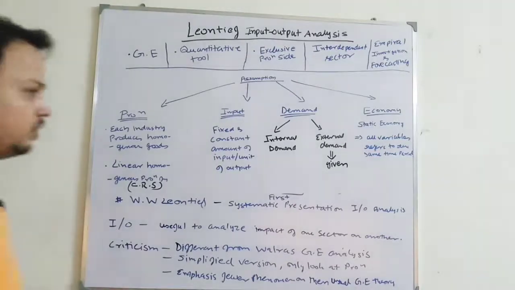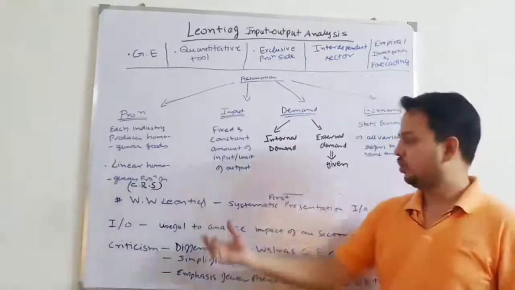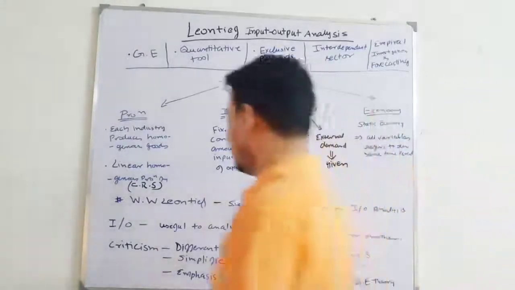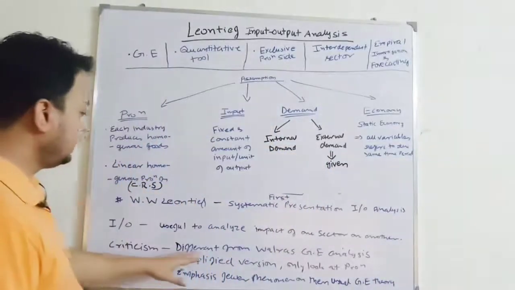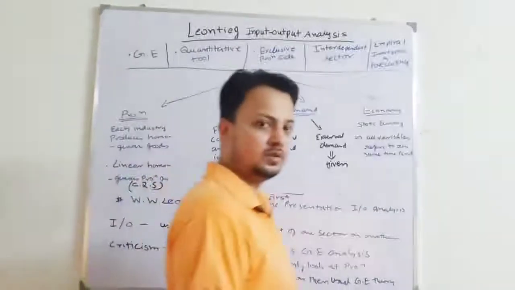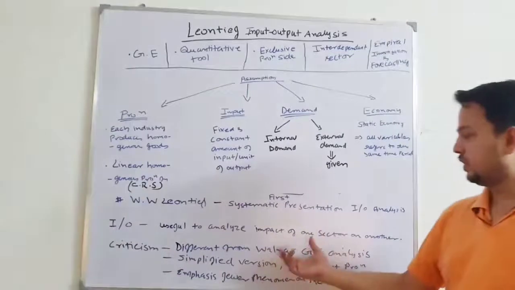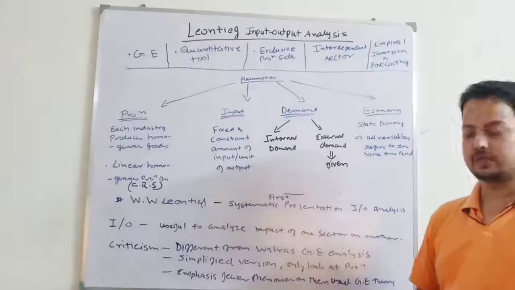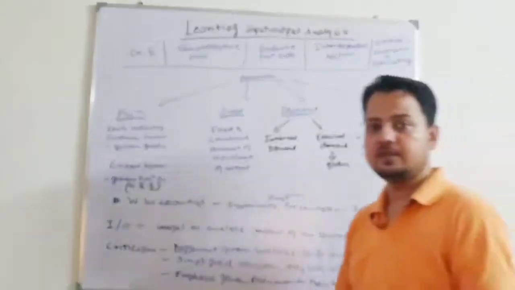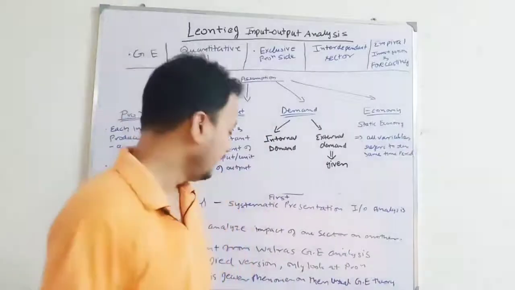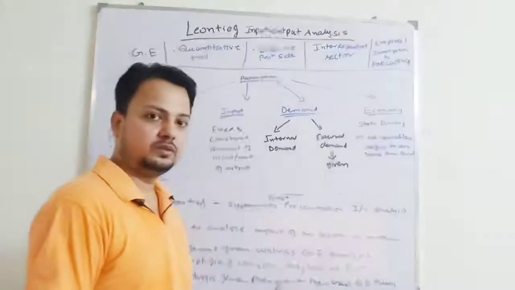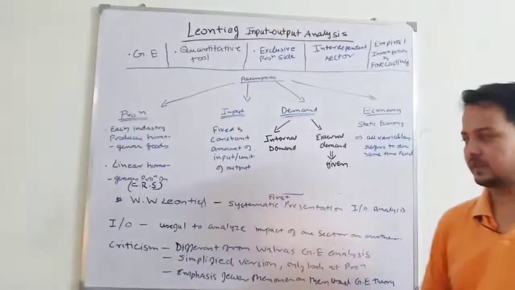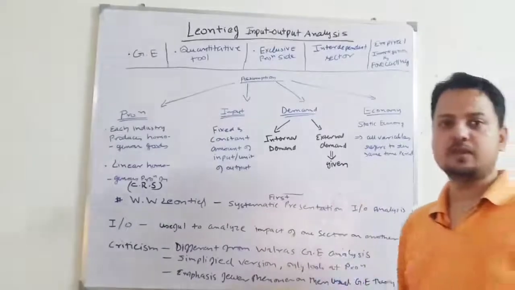So what is the criticism of this model? This model is very useful. Leontief won the Nobel Prize in 1951 for his many works, and this is one of them. The main criticism is that it is different from Walras's general equilibrium analysis. In Walras's, we are looking at all the markets simultaneously, whether they are in equilibrium or not. Here we are only looking at the production side. It is a simplified version of general equilibrium analysis and emphasizes very few phenomena compared to general equilibrium analysis. So these are some of the criticisms of input-output analysis.